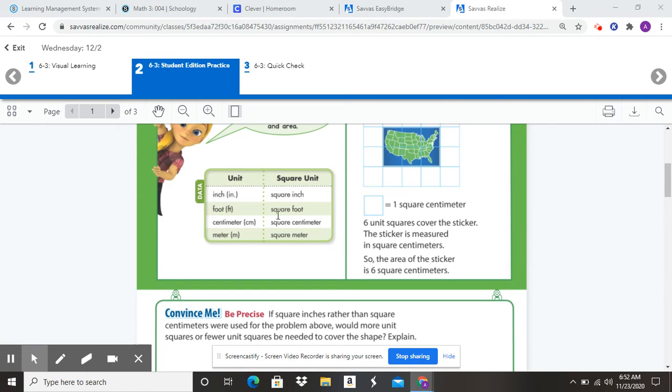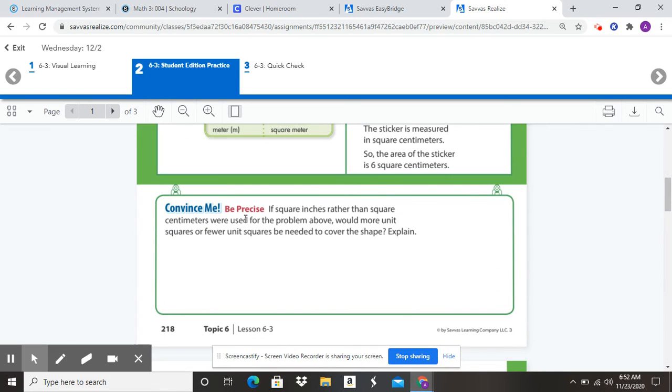So what's the smallest here? That is centimeters. So if something is measured in centimeters, it's going to take more of those than it would if you measured in square inches, which comes to my very first problem, which is my convince me. If square inches rather than square centimeters were used for the problem, would you need more unit squares or fewer unit squares be needed to cover the shape? So square inches, you're going to need fewer than square centimeters because inches are bigger.